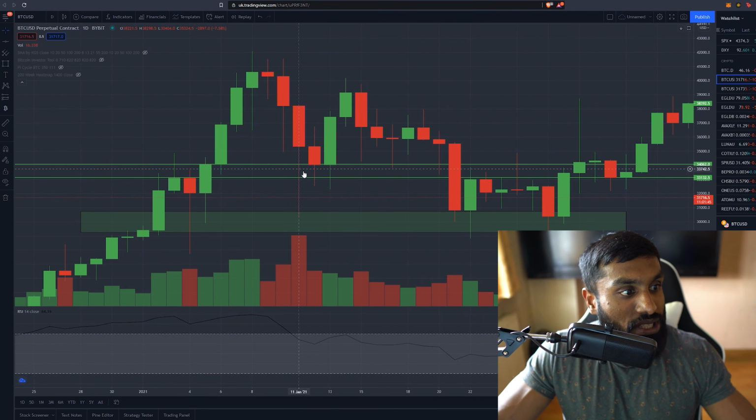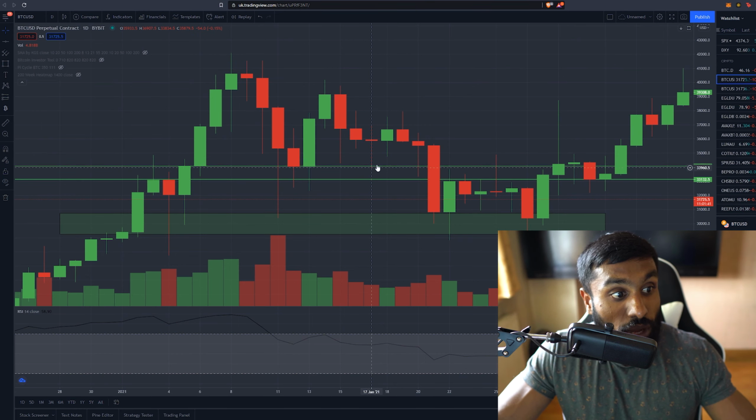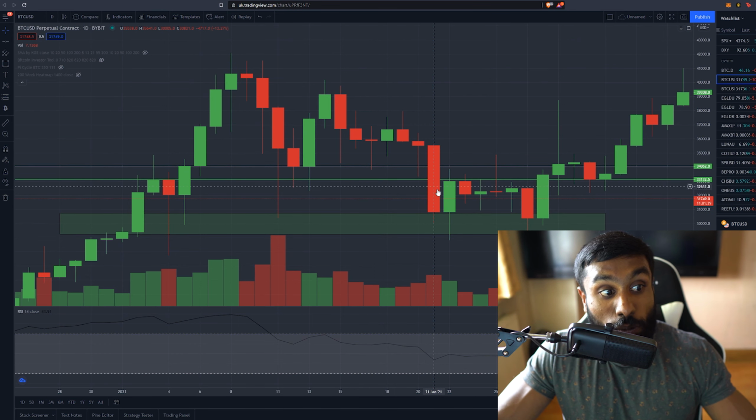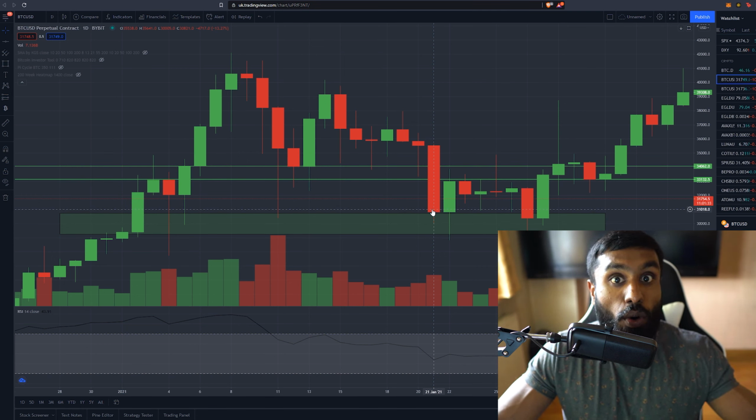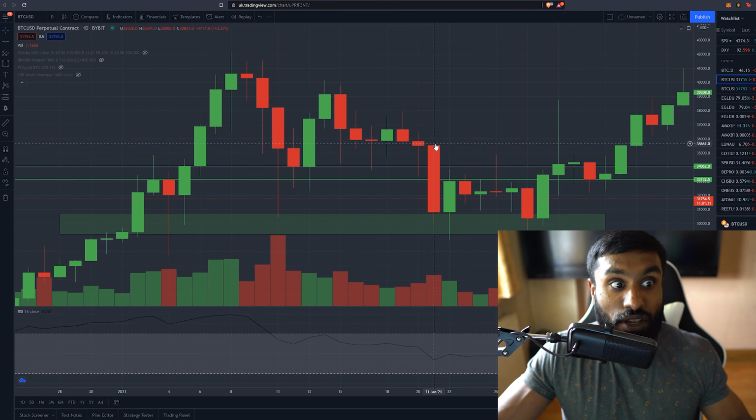Then we take it further back. We can see wick closed above, wick closed above, wick, wick. Then when we broke below, we had a significant candle closing below. That's when you're breaking through a support, there needs to be something significant for me to really take that on.